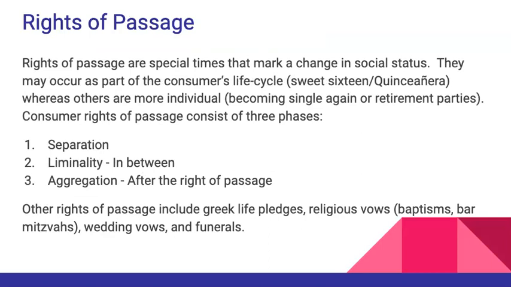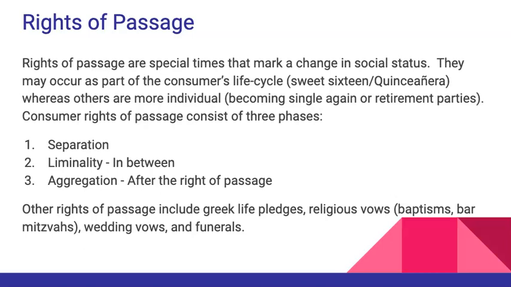Moving on to rites of passage. Rites of passage are part of every culture. They mark a change in social status, and they may occur as part of the consumer's life cycle, while others are more individual. Examples like a Sweet 16 or a quinceañera would be part of a consumer's life cycle. Other things like a retirement party, or even, when someone becomes single again, their friends take them out, they might have a little party. These are some rites of passage that a consumer might go through.